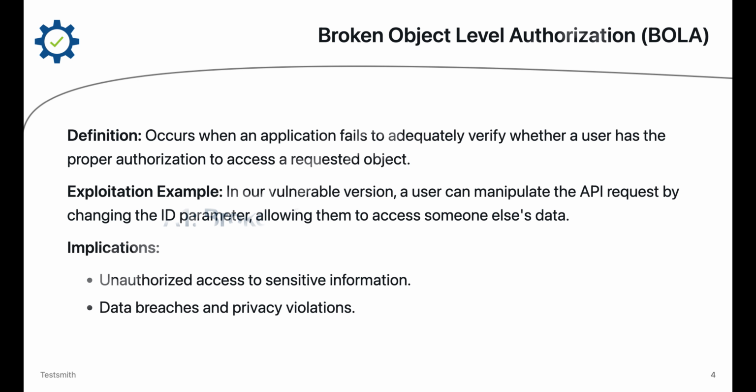This vulnerability occurs when an application doesn't properly check whether the person making the request has the right to access the requested object. In our vulnerable version, a user can change the ID in the API request and fetch someone else's data. To mitigate this, it's crucial to implement proper authentication checks and access controls, ensuring that users can only access their own data. Let's see how you can spot this vulnerability and how to mitigate this.